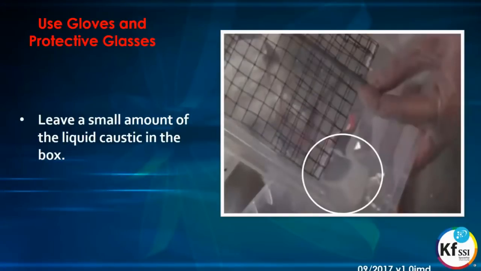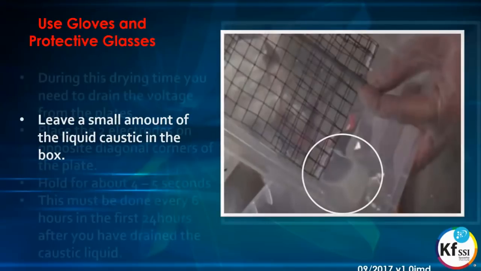So as shown there, you're just leaving a tiny little amount so that you still have a small bit of your liquid caustic in the box. And then we go through that same process as before.